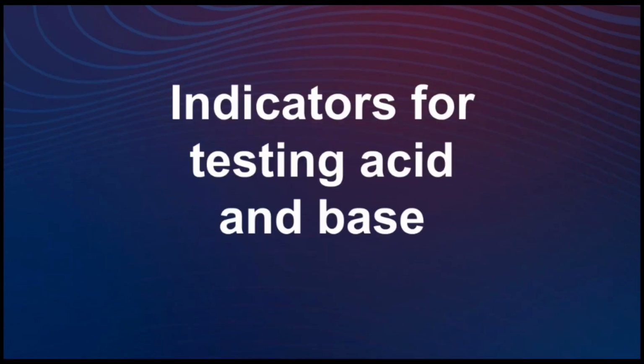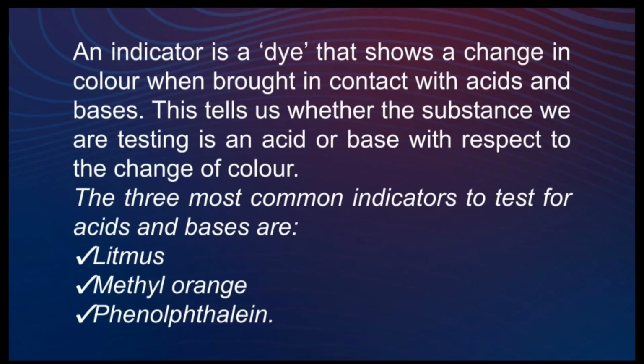Indicators for testing acid and base. An indicator is a dye that shows a change in color when brought in contact with acids and bases. This tells us whether the substance we are testing is an acid or base with respect to the change of color. The three most common indicators to test for acids and bases are litmus, methyl orange, and phenolphthalein.